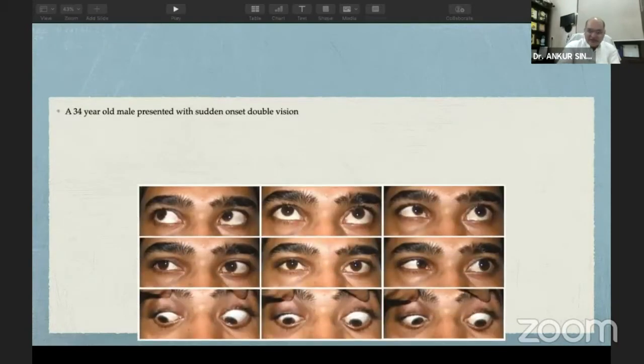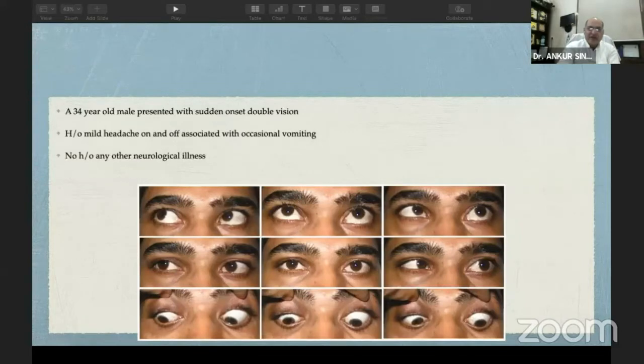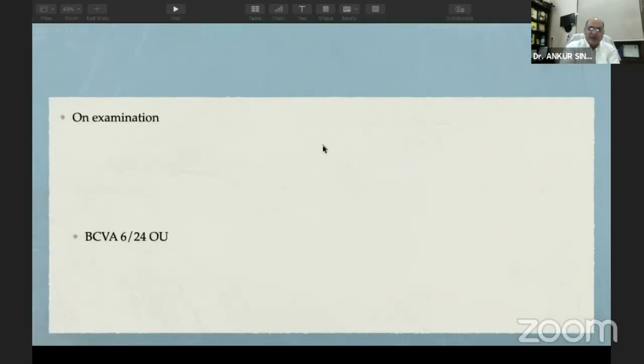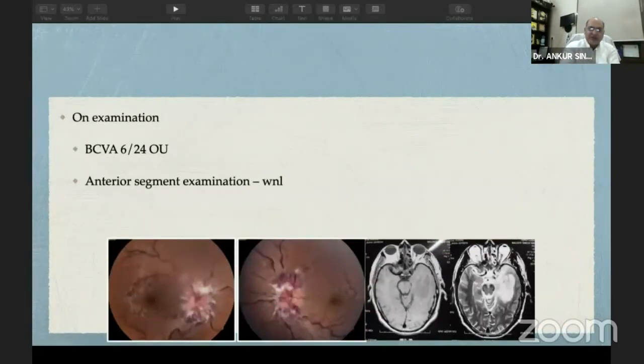This is another case of sixth nerve palsy where the patient presents to us with sudden onset of double vision, and he has mild headache on and off with occasional vomiting. There is no other neurological illness, and we can see there is a mild limitation of abduction on both sides. So probably it's a case of bilateral sixth nerve paresis, which is partial sixth nerve palsy. On examination, the anterior segment was absolutely normal, but the fundus showed a florid papilledema, and neuroimaging showed a large space-occupying lesion.